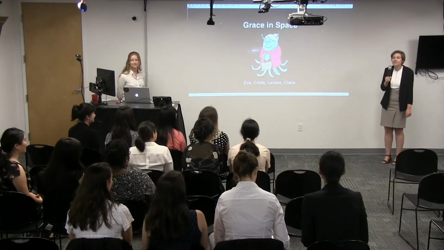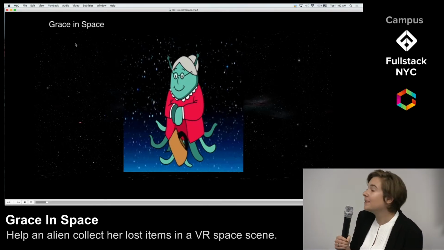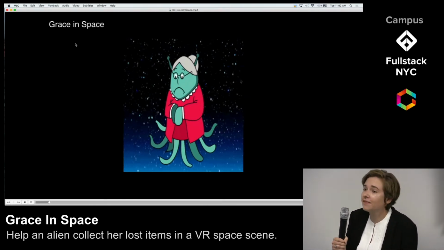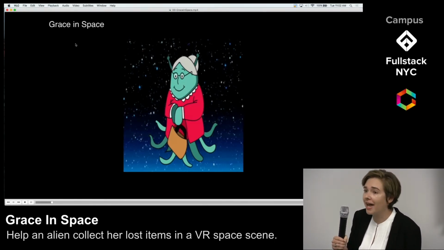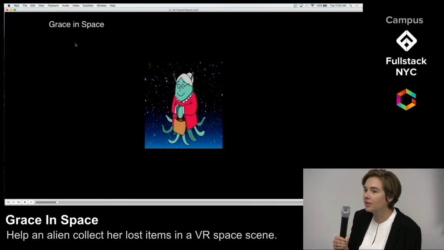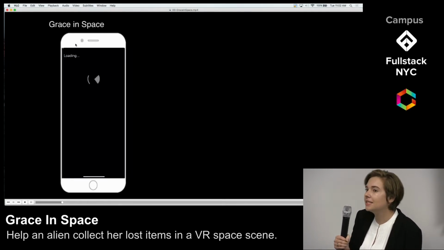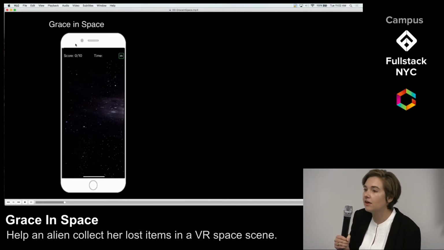Hi, our team consists of Eva, Anita, Larissa, and me, Claire. We built a virtual reality mobile game called Grace in Space. Our game is about an elderly alien named Grace who's traveling through space on a trip when she lost her bag. But not all is lost. As the player, you can help Grace reclaim all her belongings by tapping on each item individually as they float across the screen. Once the game starts, you have 25 seconds to collect all 10 items.